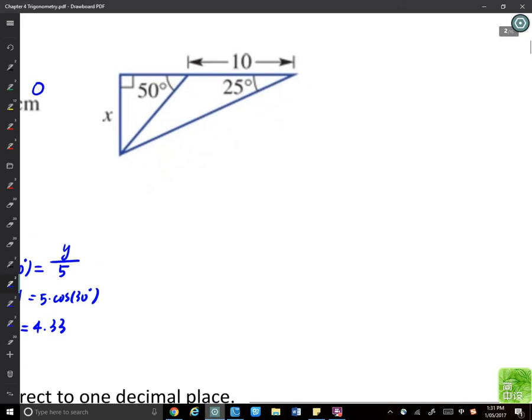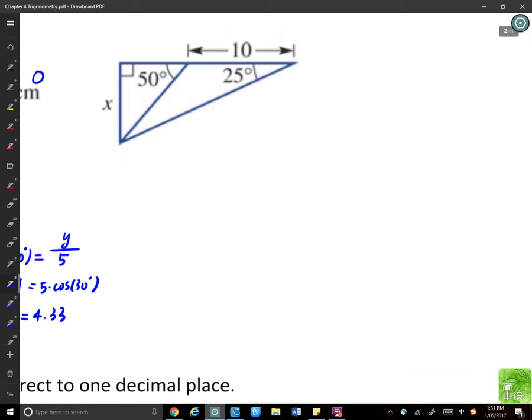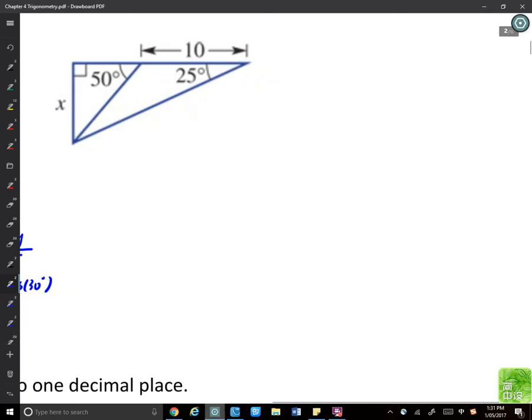Next one, you have two right angle triangles, and I want to find the value of x. What can you do for this one? Have a think. This is not that straightforward.